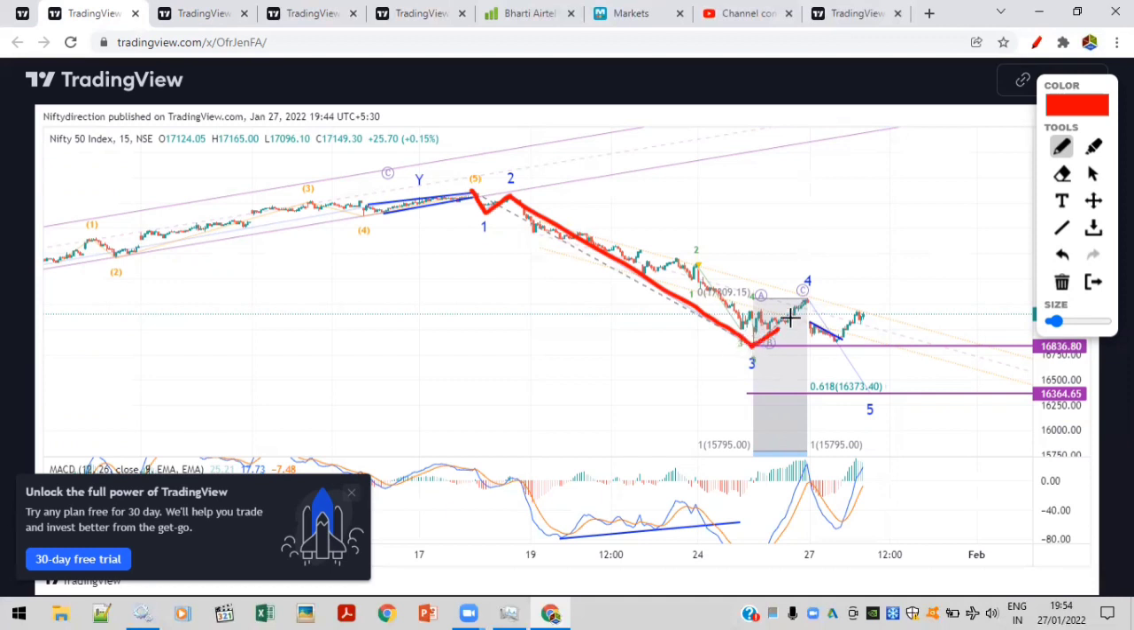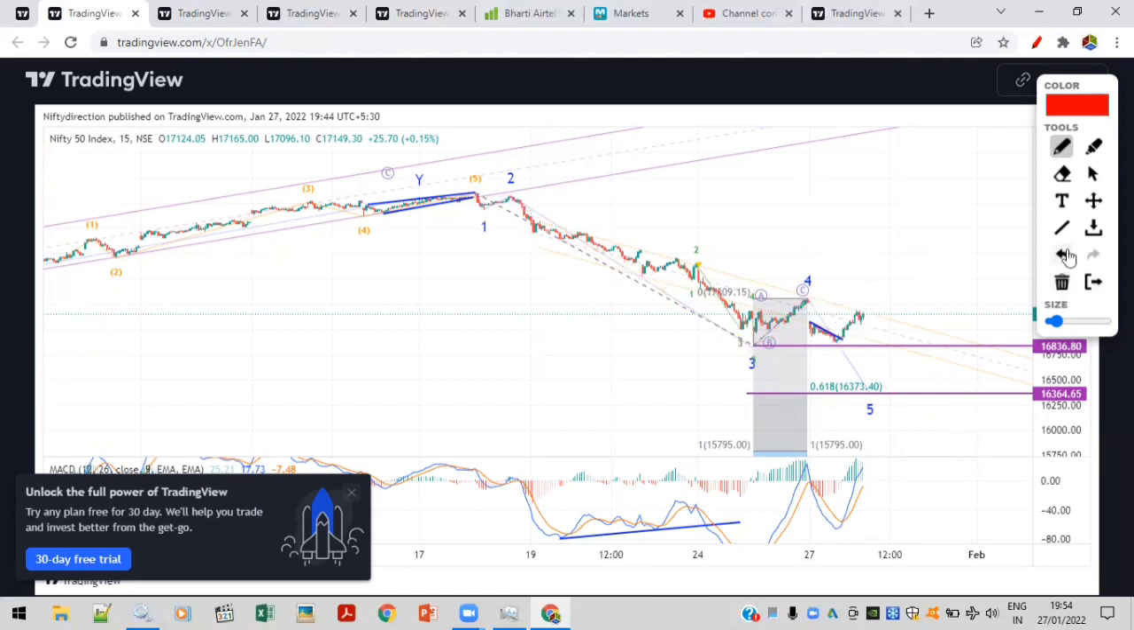This scenario may not fit properly, because it is a hugely huge extension. This is assumed to be wave 4, and we can assume that this is wave 1, this is wave 2 of 5. So we can name them wave 1 and 2, and wave 3 will start tomorrow. It will go towards 0.618 Fibonacci or even beyond that.